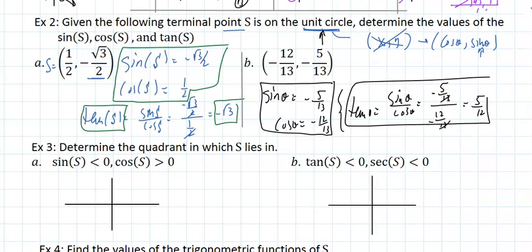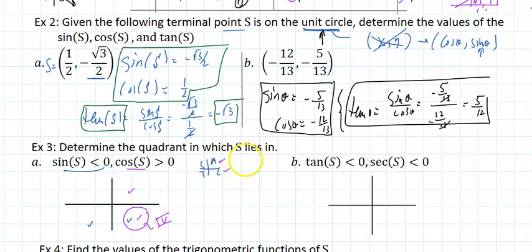If I told you, and you know that sine is negative. Isn't sine negative in those two quadrants? Cosine is positive. Isn't cosine positive in those two quadrants? So can you tell where you are? Quadrant 4. That's where S is.